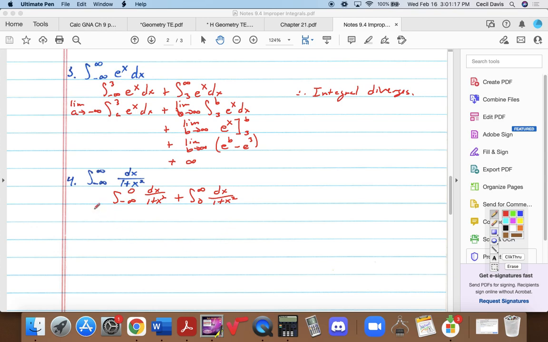All right, so we'll rewrite this as the limit as a goes to negative infinity of the integral from a to 0 of dx over 1 plus x squared, plus the limit as b goes to infinity of the integral from 0 to b of dx over 1 plus x squared. So now we need to know the antiderivative, which of course you all know. Tangent inverse, or arctangent.